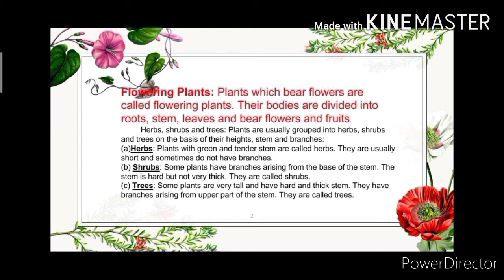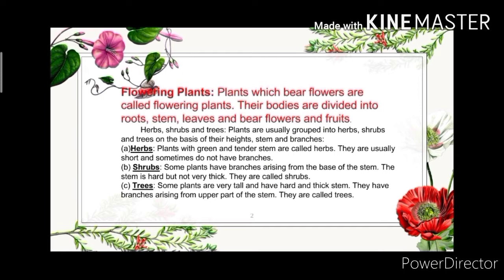On the basis of their type, plants are categorized into two: flowering plants and non-flowering plants. In this case, you have to study the flowering plants. Flowering plants are those which generally bear flowers. Their body is divided into root, stem, and leaf, and they bear flowers and fruits. Basically, it means they will have a shoot system and a root system.